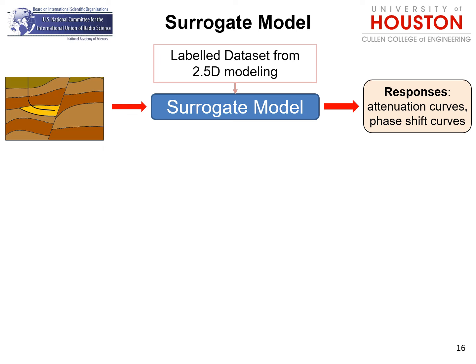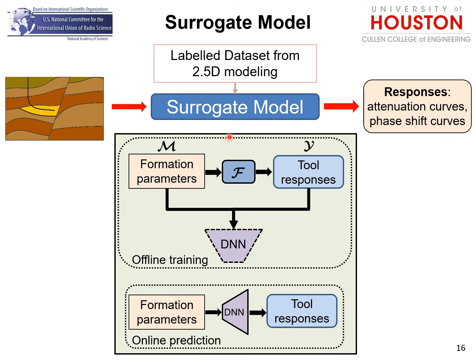So the third part is the surrogate model. Given the formation parameters, we can calculate the tool response using the surrogate model. We built the model using a deep neural network. It contains offline training and online prediction stages.